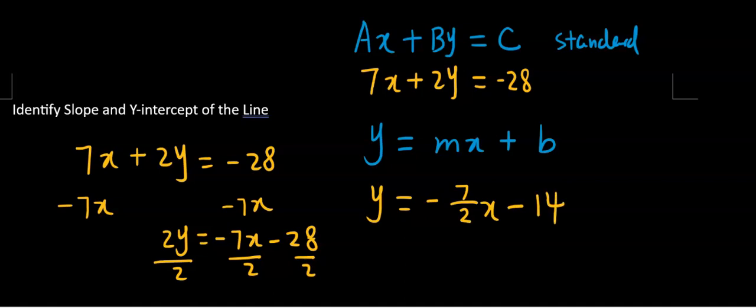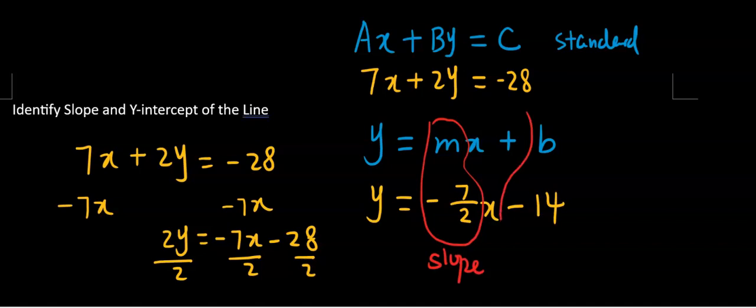Now we line it up, and we can put them in the bubbles. And this is our slope. And add a negative number. Negative 14 is our y-intercept.